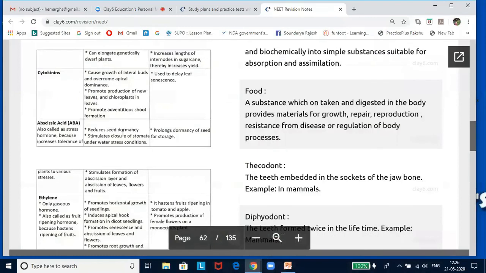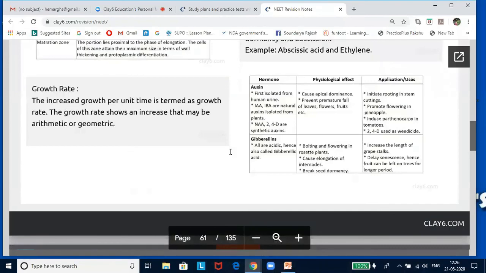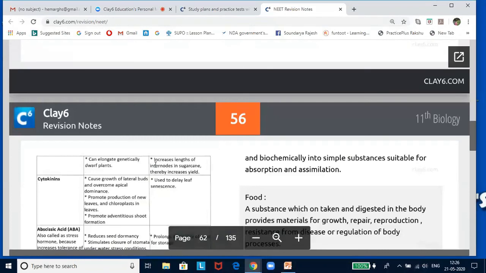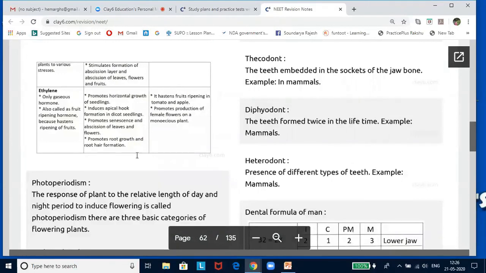Now, photoperiodism. The response of the plant to relative length of day and night periods to induce flowering is called photoperiodism. And there are three types of photoperiodism that are generally seen: the long day plants, short day plants, and day neutral plants. So, the ability of the plant to detect and respond to the length of the daily period of light, or more precisely, the relative length of day and night to which the plant is exposed, is called photoperiodism.